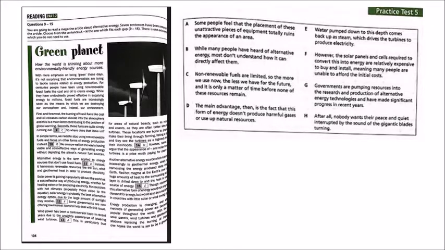Okay guys, now we're going to go over the correct answers for reading part 2. So for number 9, the correct answer is letter C. Non-renewable fuels are limited, so the more we use now, the less we have for the future, and it is only a matter of time before none of these resources remain.